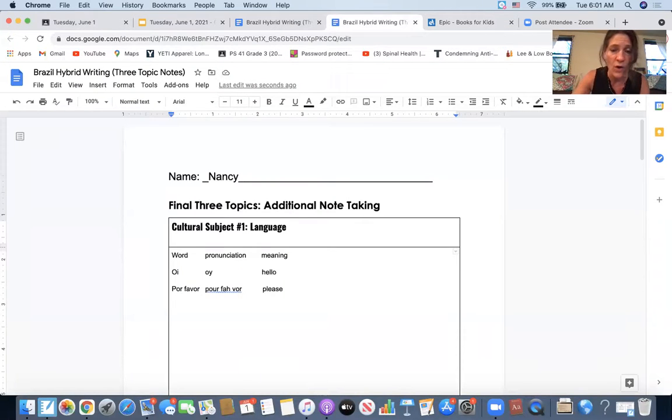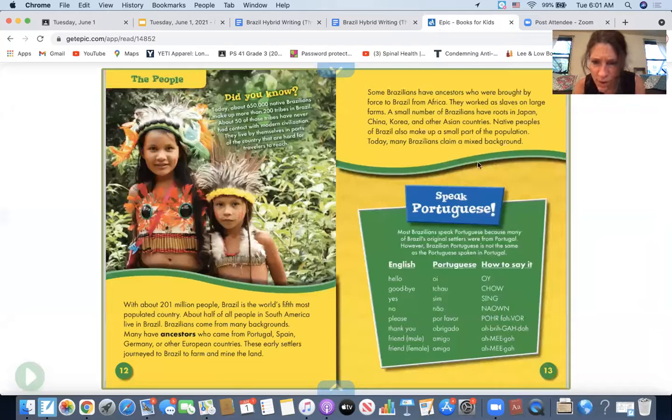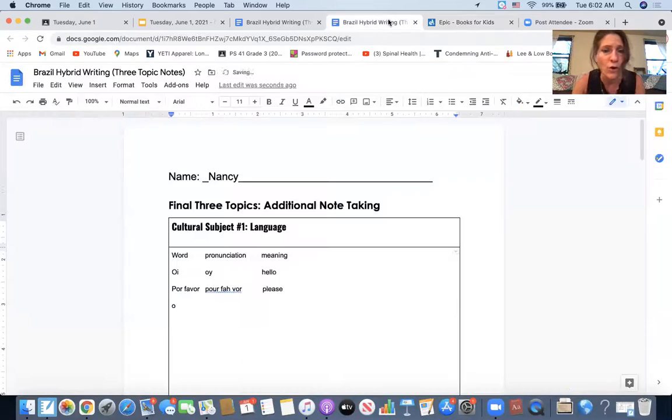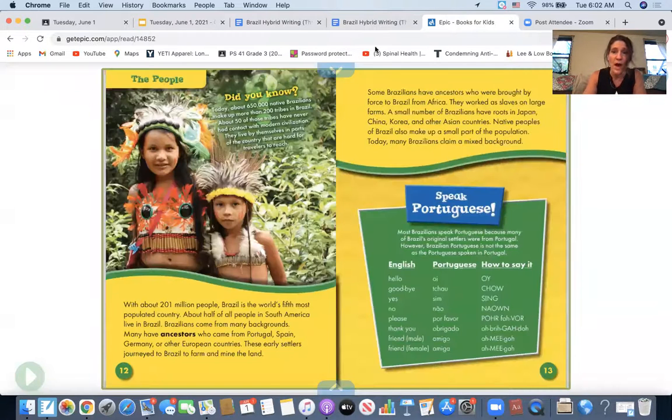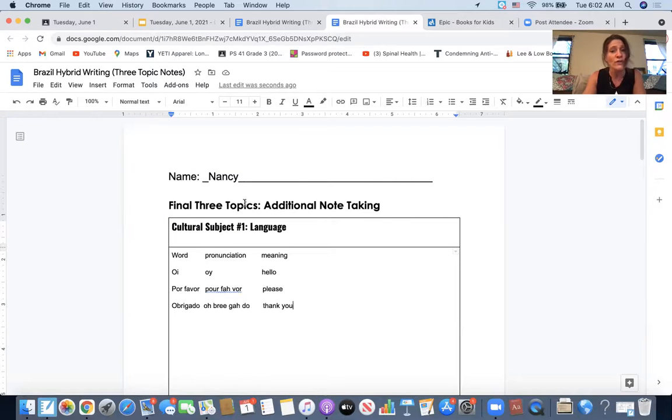So I'm going to write the word. Let me make sure I know how to spell it. It's spelled obrigado. Okay, yeah. The word is obrigado, and it means thank you. And so when I do my research today, I am finding a book, I'm finding the specific thing in the book that I need, and I'm taking notes on my final three topics, additional note taking page.